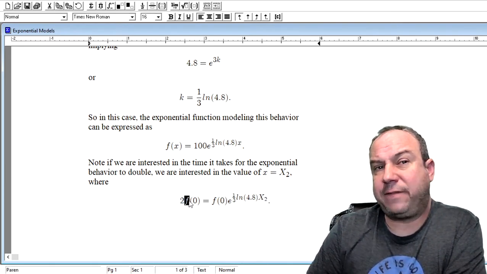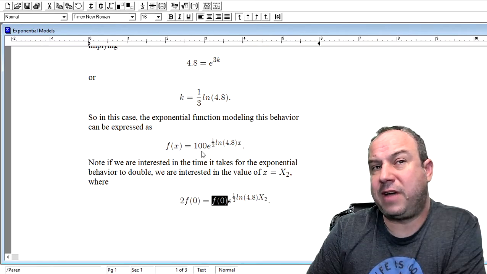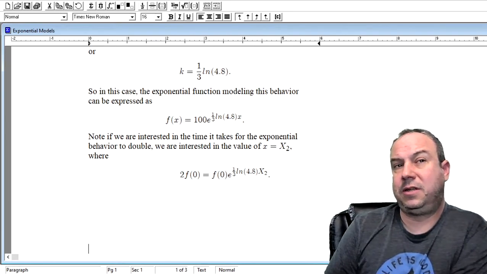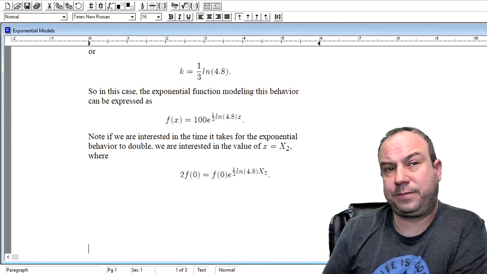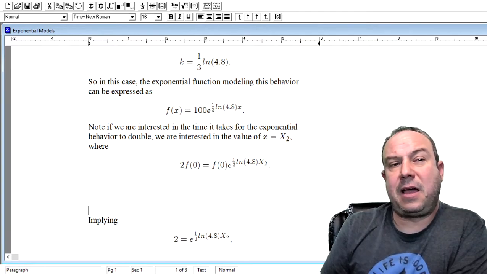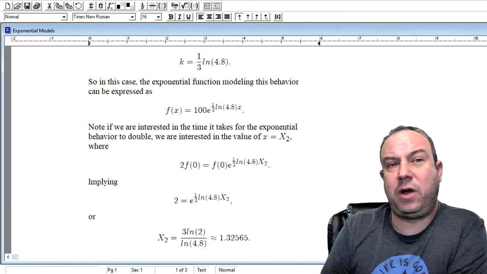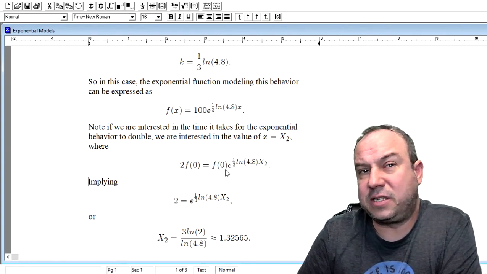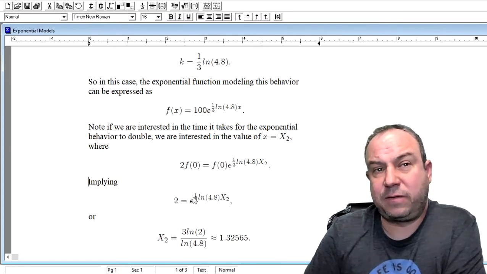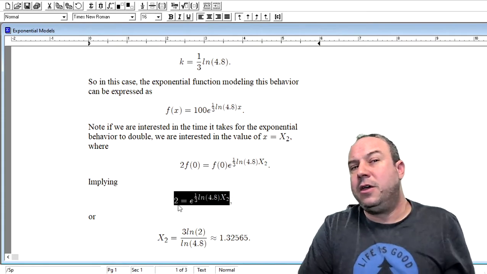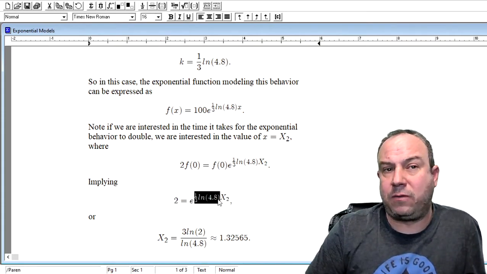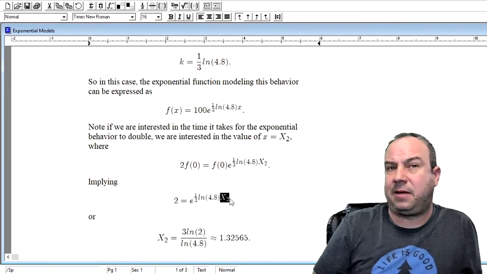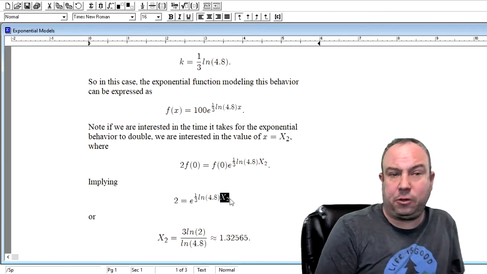where 2 times f of 0 would be equal to 200 in our case because our initial value is equal to 100. I write it this way just to illustrate that we can divide both sides by f of 0, and that will disappear. We can divide out that 100 from both sides. That is going to leave you with 2 equal to e to the power of 1/3 the ln of 4.8 times this doubling time that we're interested in, x sub 2.